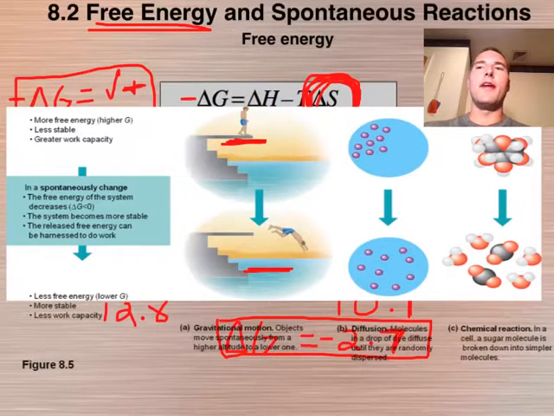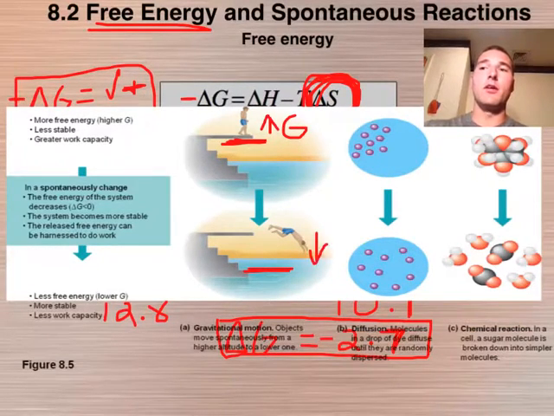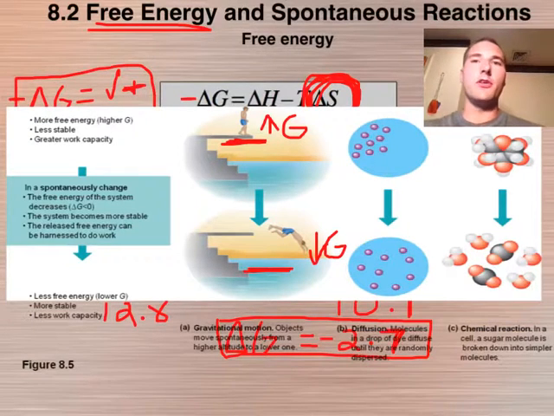One way you could say it is, if I have a large G value, then I'm less stable. If I have a low G value, I'm more stable.